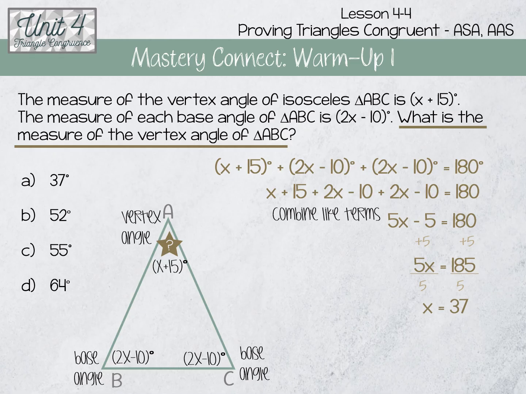Yes, that's an option. No, that's not the final answer, because we want the measure of the vertex angle of triangle ABC. So angle A there. We need to plug in the x that we found into the expression x plus 15, and our answer is 52. Careful. Make sure you always pay attention to what you're actually finally looking for.